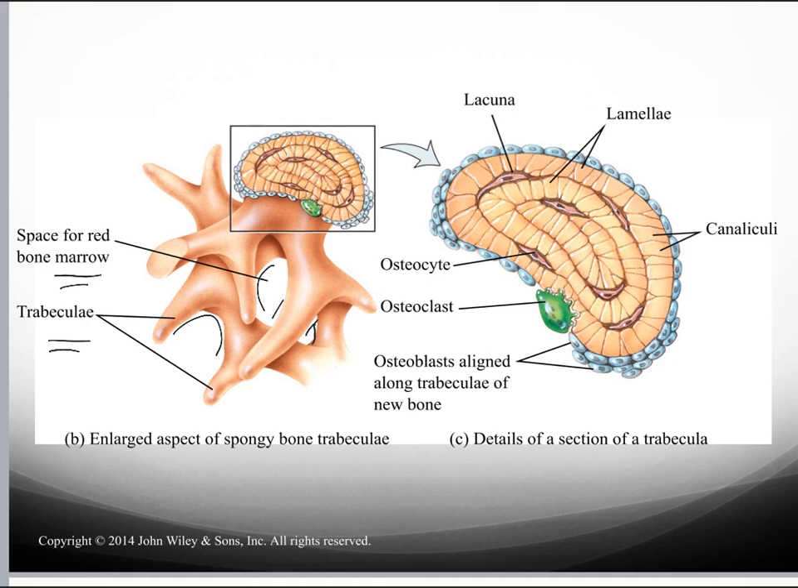All we get are these lamellae. And again, on the margins of those lamellae are our lacunae and osteocytes. So we still need those bone cells that are going to maintain this matrix. And again, we still have the canaliculi so that they can communicate. Now, another thing to notice is surrounding this strut, surrounding this trabecula, are all of our osteoblasts. So all these bone-building cells are aligned along trabeculae of new bone.